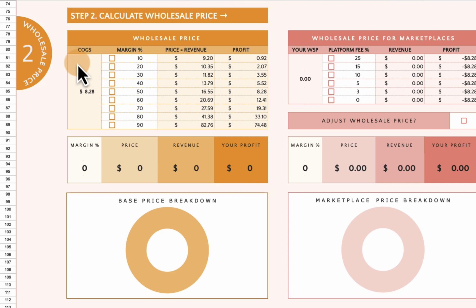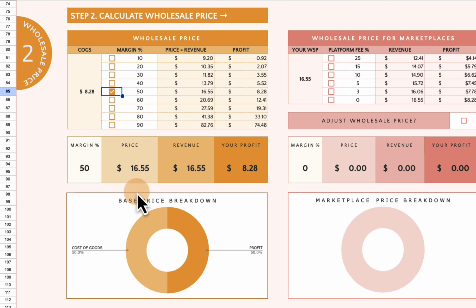You can see your cost of goods from the previous step, profit margins in percentages that you can choose from, your price and revenue, and profit amounts. Depending on your industry, profit margin from 30 to 60% is standard, with 50% being the most recommended. 50% margin means you double your cost of goods. You can see that profit and cost of goods are the same. The breakdown below shows you they're equal.